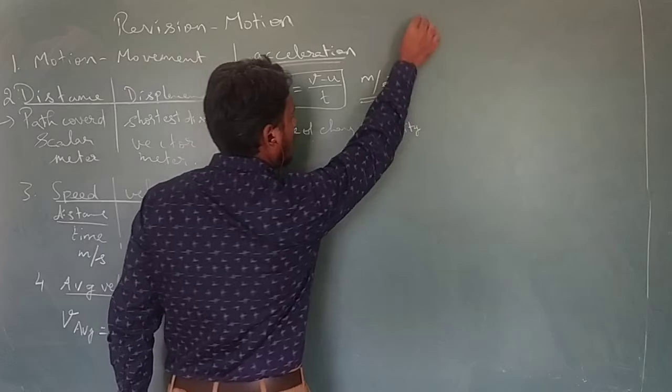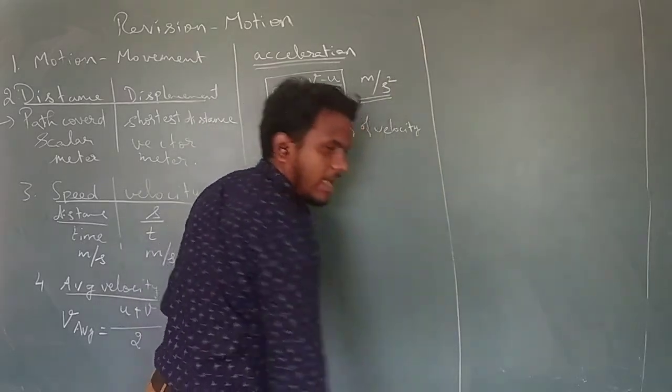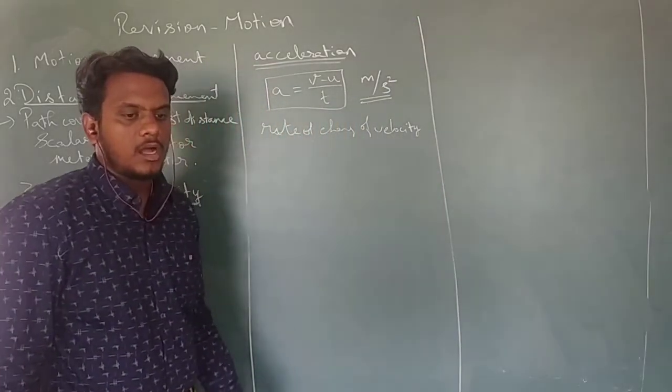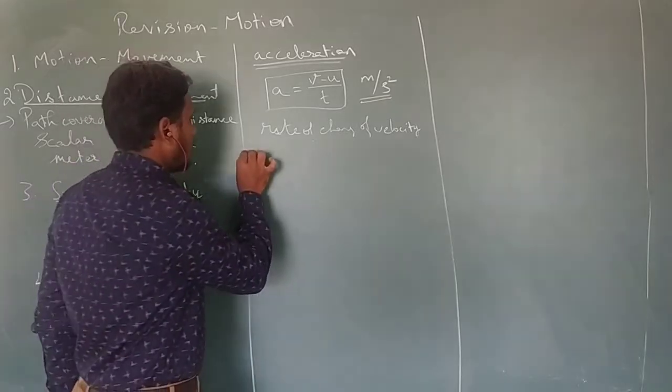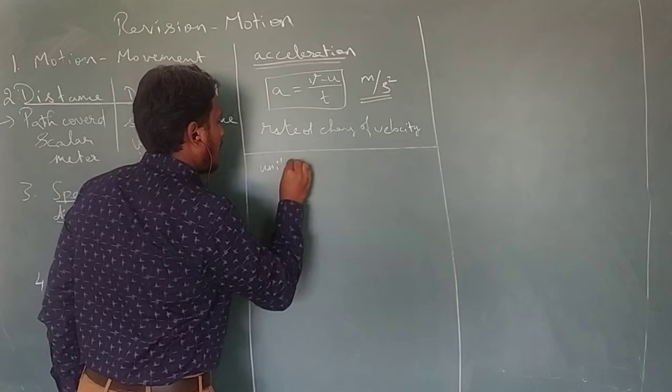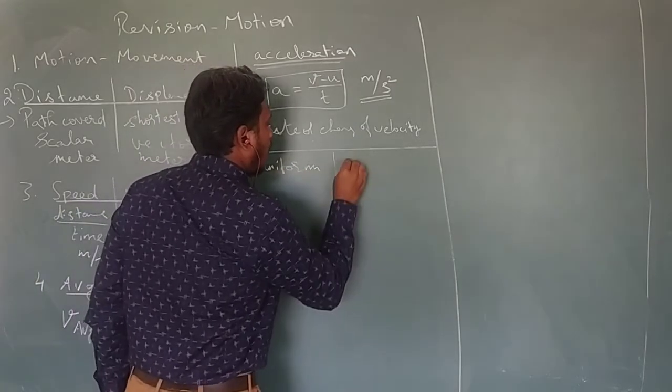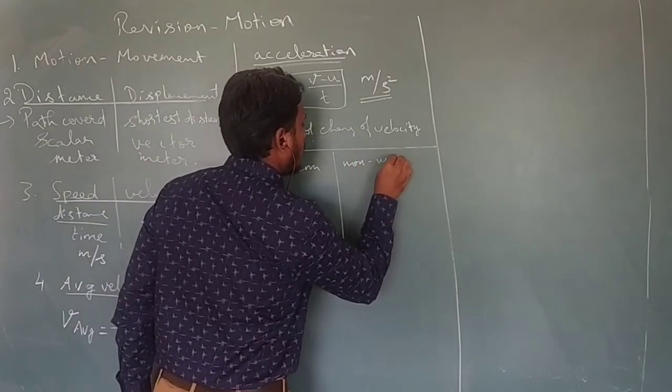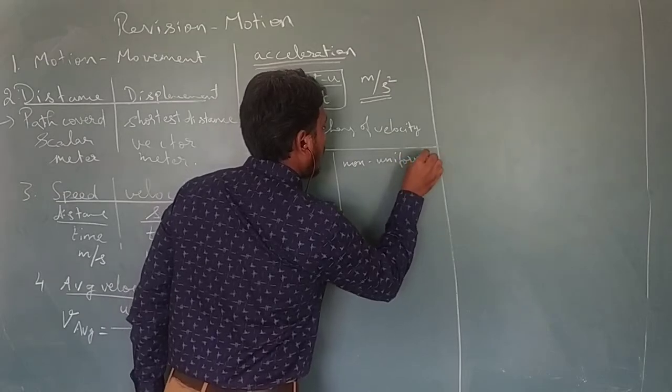This is the SI unit of acceleration, right? That's it. Next we have uniform and non-uniform motion. What is uniform and non-uniform motion?